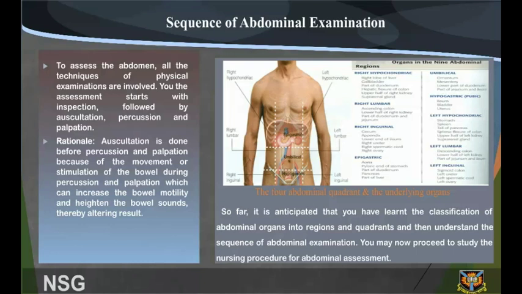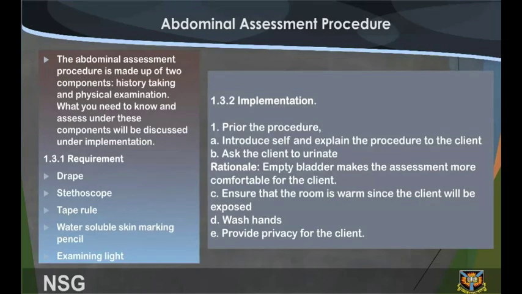So far, it is anticipated that you have learnt the classification of abdominal organs into regions and quadrants, and understand the sequence of abdominal examination. You may now proceed to study the nursing procedure for abdominal assessment. Abdominal assessment procedure. The abdominal assessment procedure is made up of 2 components: history taking and physical examination. What you need to know and assess under this component will be discussed under implementation.